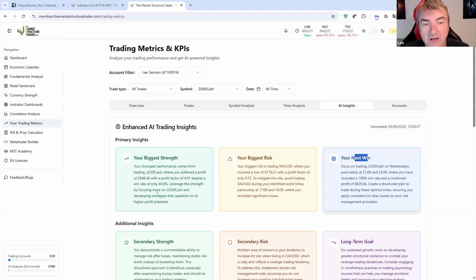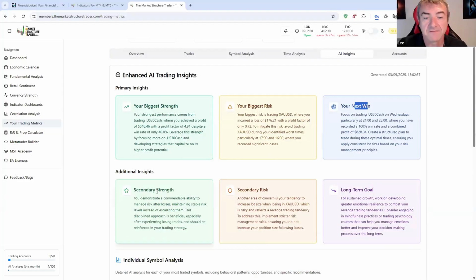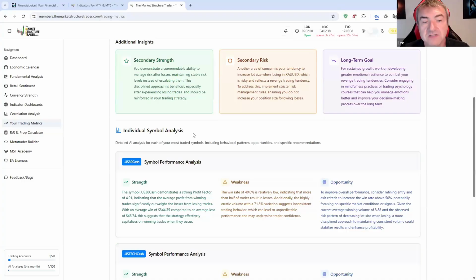It will give you additional insights, which is a little bit of a deeper dive into other areas of where you could improve. So it gives you 2 sets of improvements. And then it gives you individual symbol analysis. So it shows you what you're doing well, bad, and where you can improve on individual currencies.